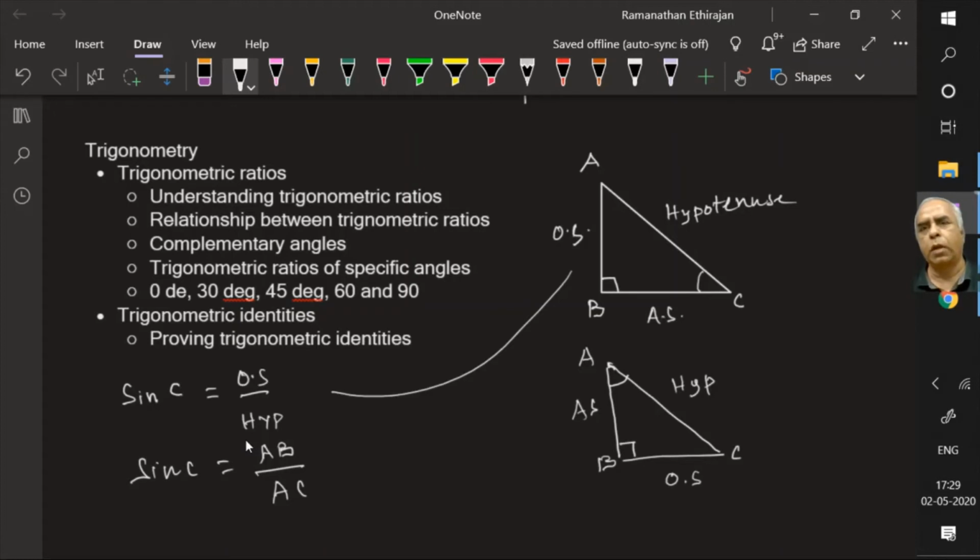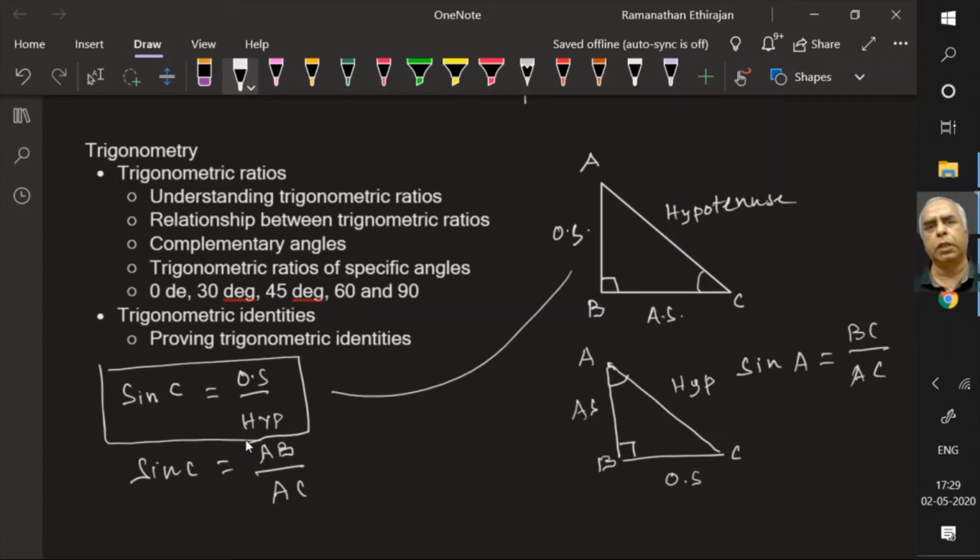Suppose for this one, what is the sine A? So BC is the opposite side. So you have to say BC divided by AC. Do you understand? So you should never forget this formula, that is sine of angle C is equal to opposite side by hypotenuse. So this is the common formula.